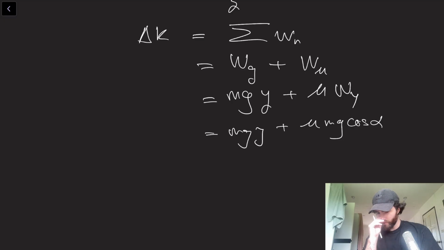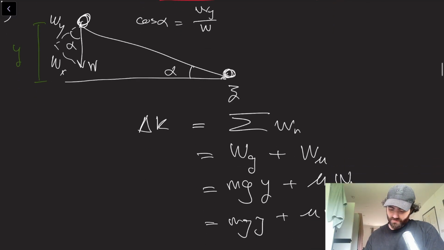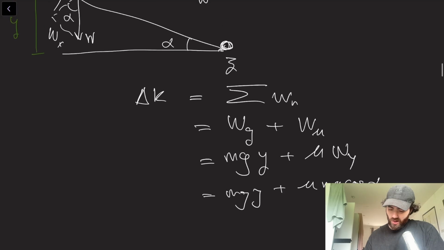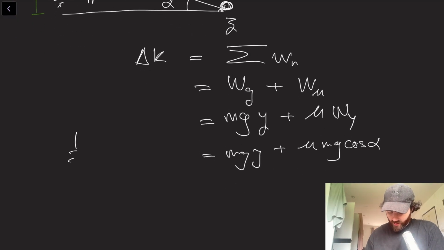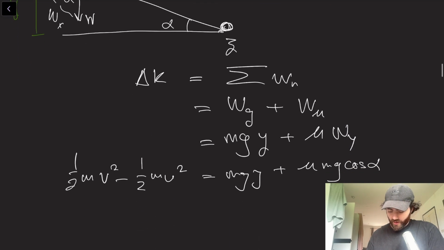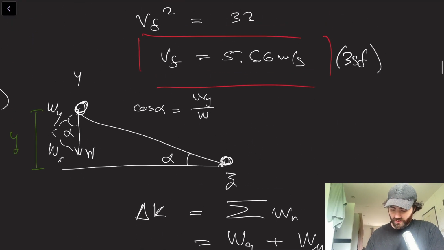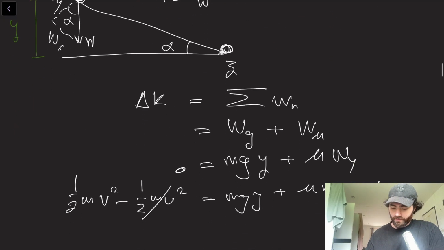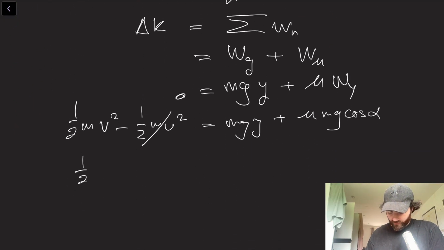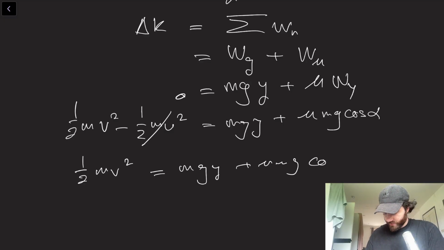And then I guess we can find mu, right? Doesn't seem too bad. The change in kinetic energy, again, will be half m v initial squared minus half m u squared. The final, again, is 0 because it's not moving at the end. So this is 0. And the initial will be his final speed at y. So this is going to be a half mv squared equals mgy plus mu mg cos alpha.